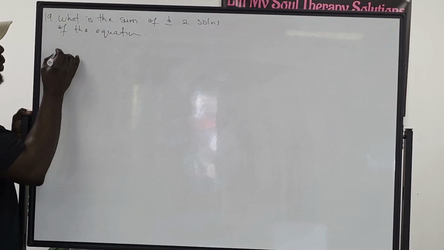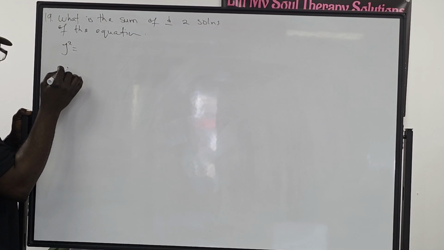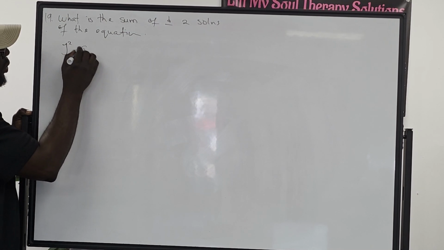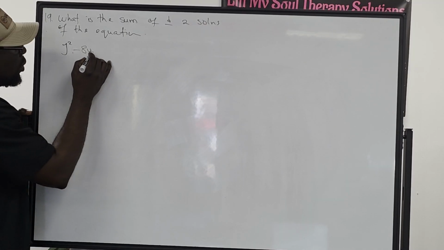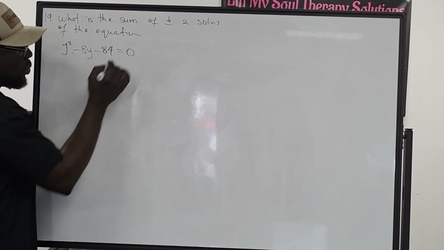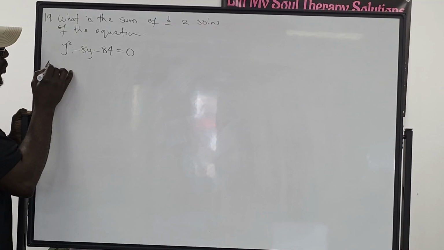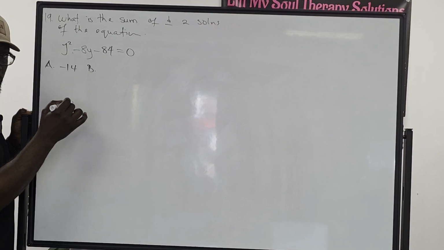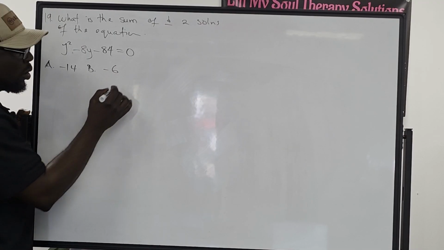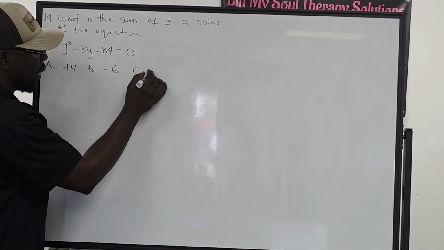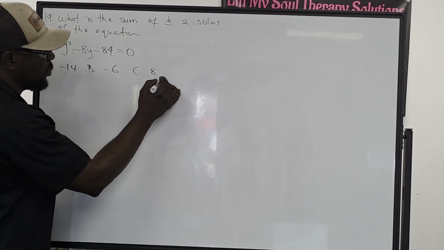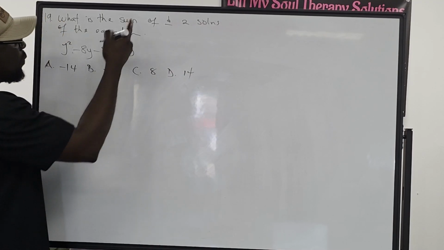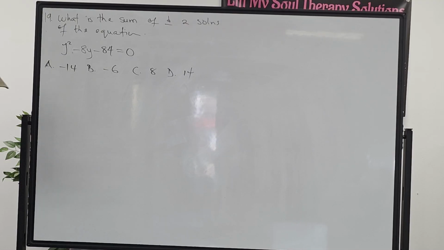And they gave us y squared minus 8y minus 84 is equal to 0. Option A is minus 14. Option B is minus 6. Option C is 8. And option D is 14. So we're looking for the sum of the two solutions. So first of all, let's find the two solutions.